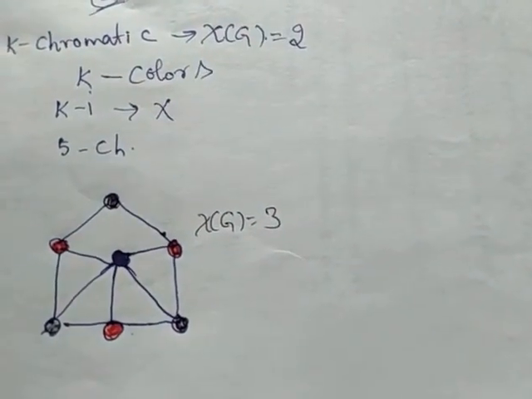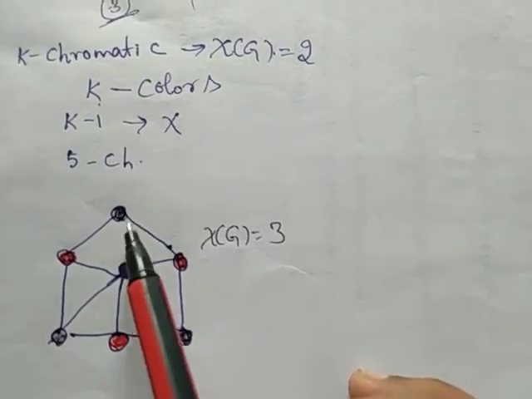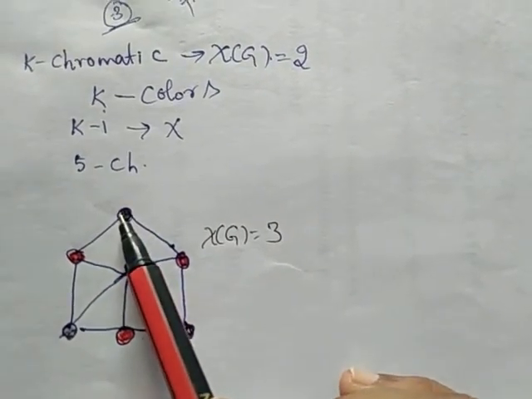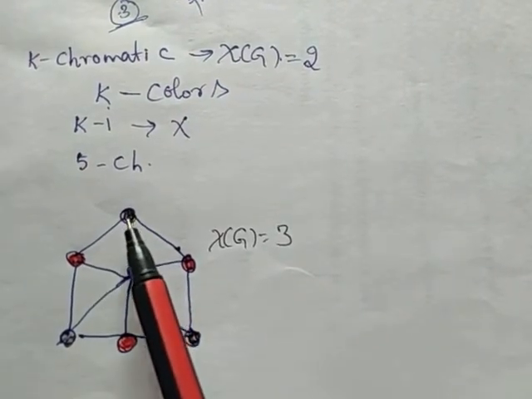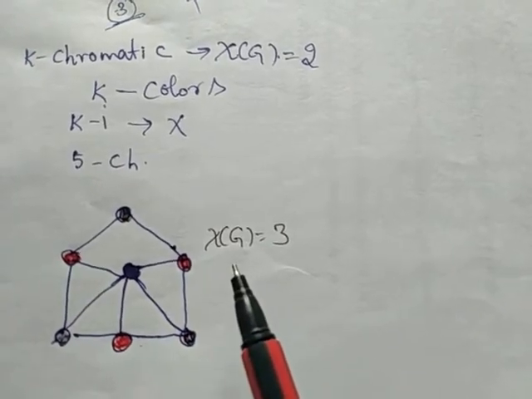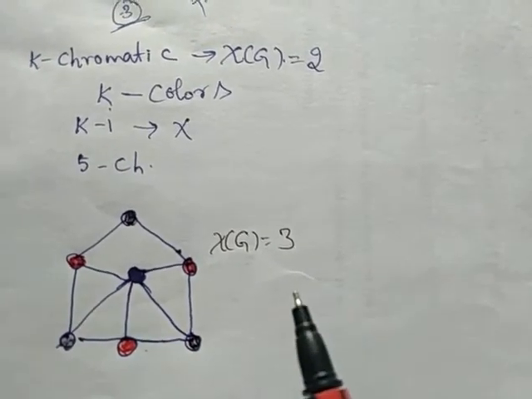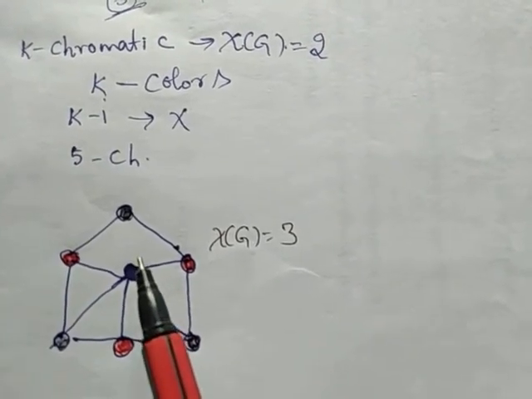This is the least number of coloring. So, this is a 3 chromatic graph. Again, here I can use green also. Then, this will become 4. I can use this as green, this as yellow. Then, it will become a 5 coloring graph. But, it is not a 5 chromatic graph. So, this is a 3 chromatic graph.